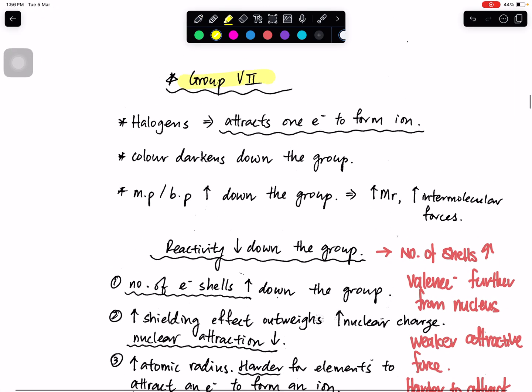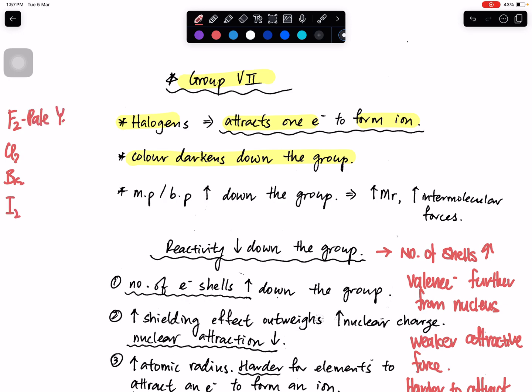Now when it comes to group 7, you have your halogens. Halogens attract electrons to form an ion. They very specifically will attract 1 electron, so all halogens will attract 1 electron. And their color will darken down the group. If you go from F2, Cl2, Br2 to I2, they all have their different colors.